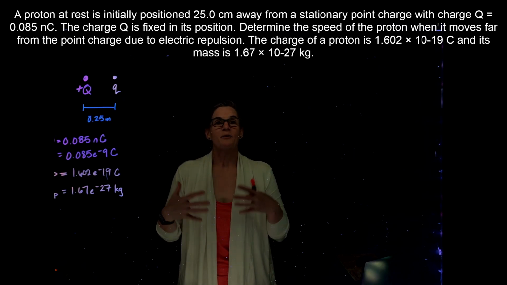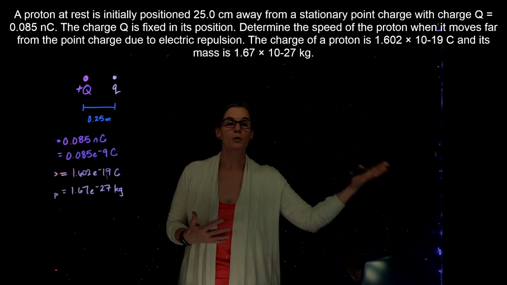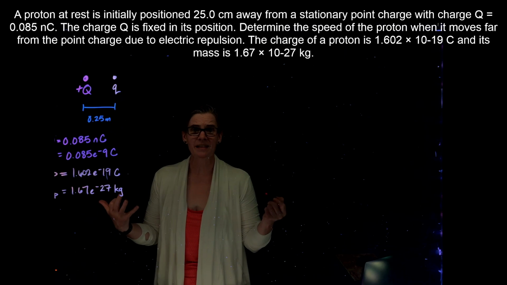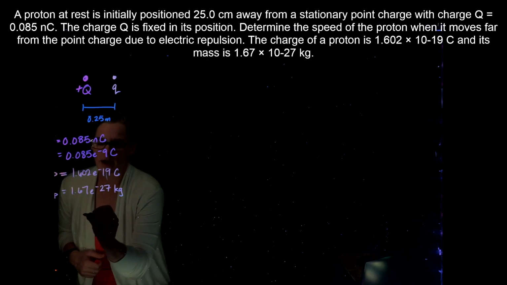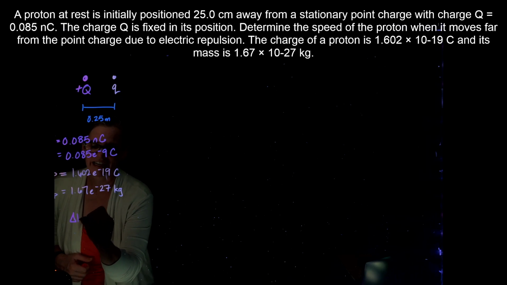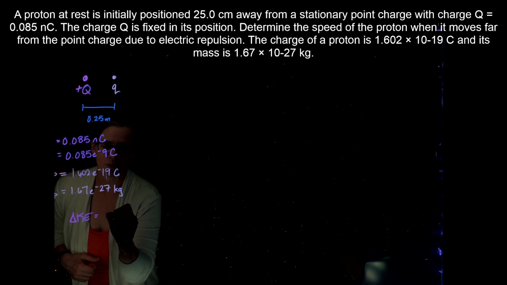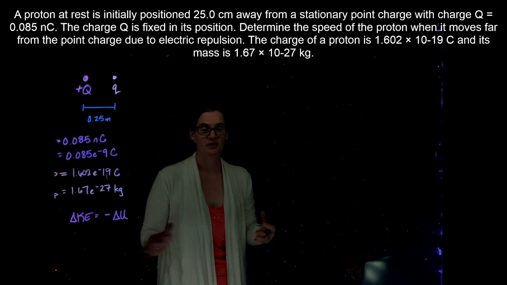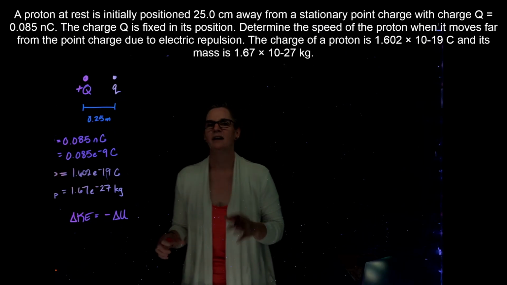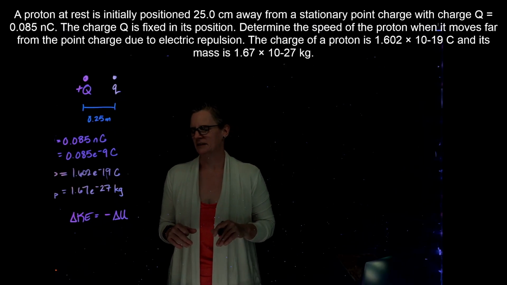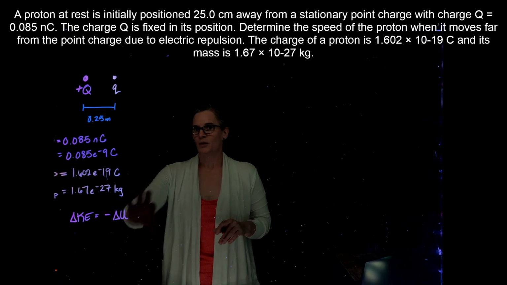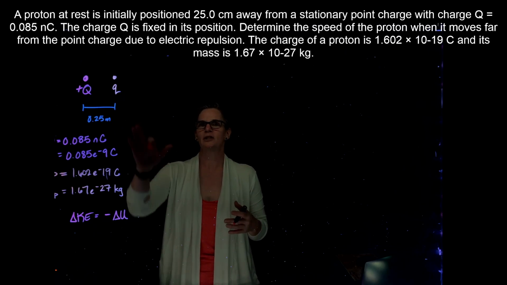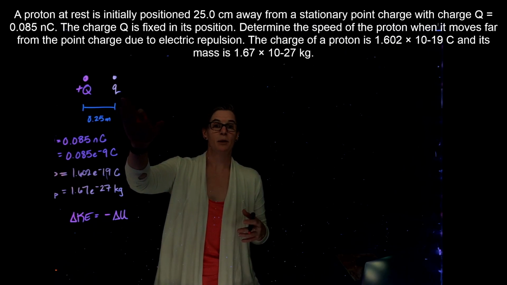Okay, so if we're thinking about energy and motion, because I want to know how fast it's going really, really far away, we're going to think about kinetic energy. And we know that the change in kinetic energy is equal to minus the change in a particle's potential energy. That's our conservation of energy idea when we don't have any external forces acting. So we're going to use this idea to solve this problem. Let's start with the potential energy of this particle.